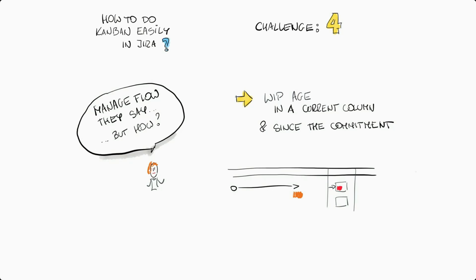But this actually constitutes two different things. We can track the WIP age inside the column, so for how many days the ticket stays in the column, and in the whole workflow since the moment of commitment or sprint planning. Again, it is good to have it visually available for everyone.